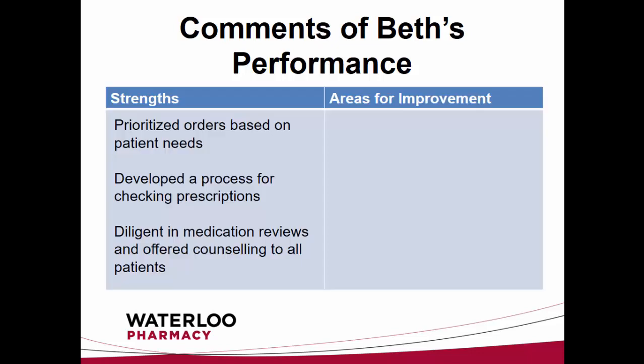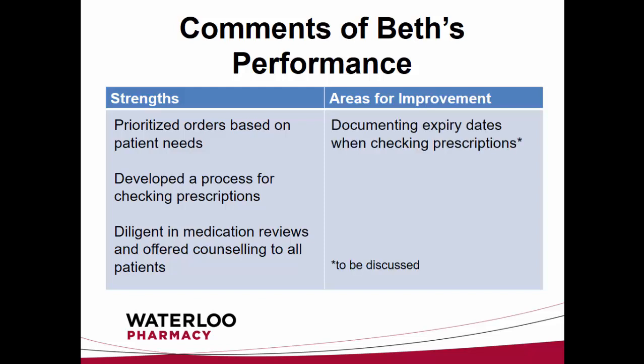We found that some of Beth's strengths were prioritizing orders based on patient needs, developing a process for checking prescriptions, and being diligent in medication reviews, as well as offering counseling to all patients. An area Beth could work to improve would be documenting expiry dates when checking prescriptions. We'll touch on this a bit more when we discuss assessing element 5.2.